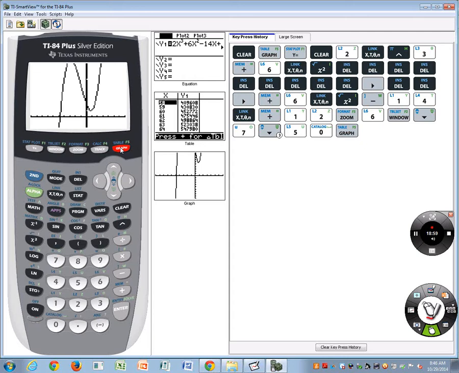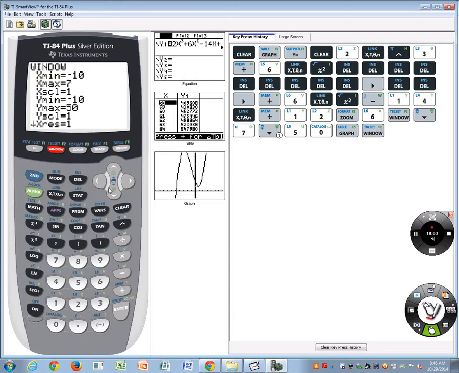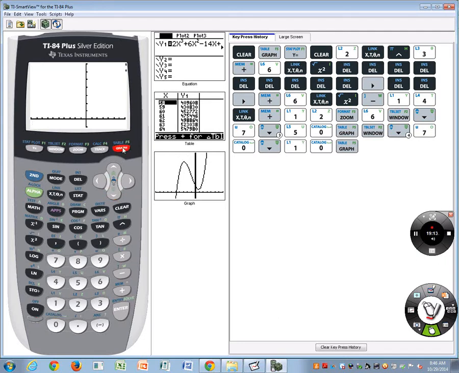Okay, helpful, but I still don't quite see the top, so I'm going to go back again and maybe change it to like 70. And maybe I'll scale it by 10 since I've now made such a large graph. All right, so there's the cubic.